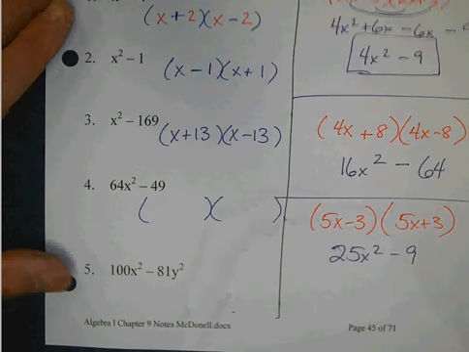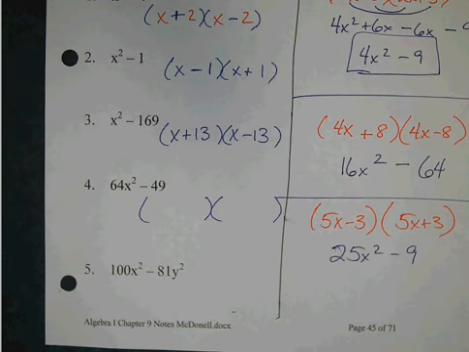That's good. All right, a little harder on this next one. 64x squared minus 49. Write down what you think it is. 64x squared minus 49. Good.